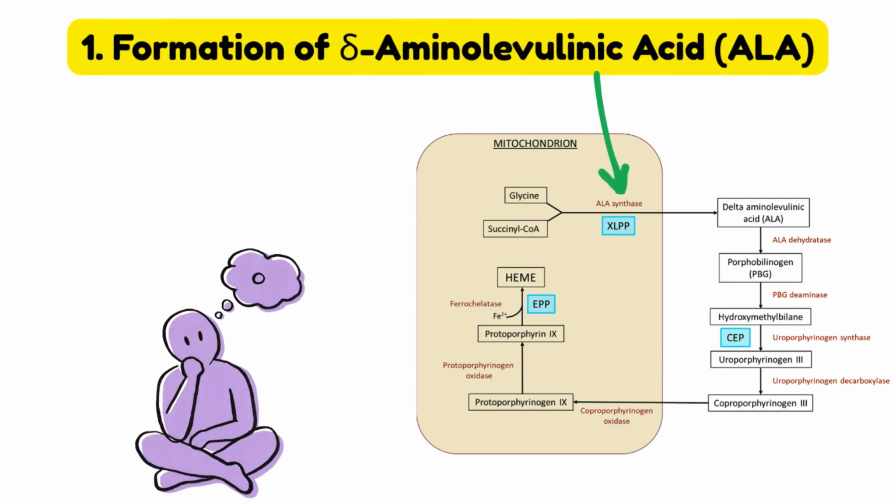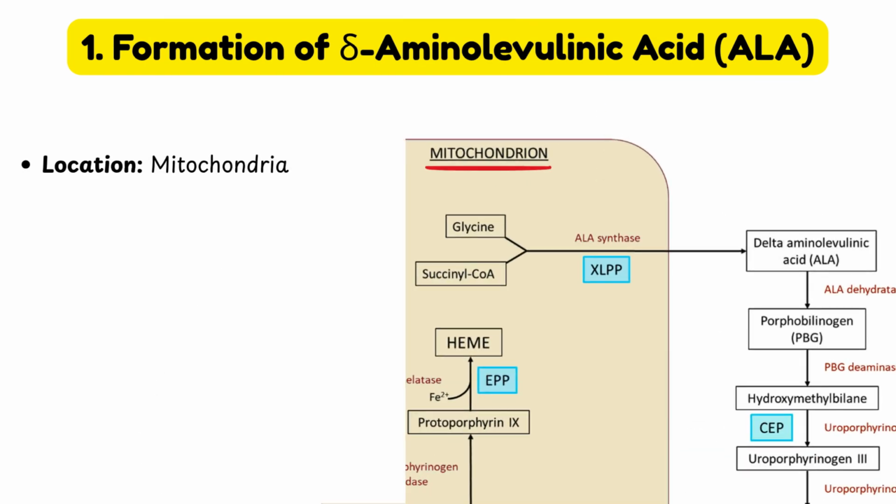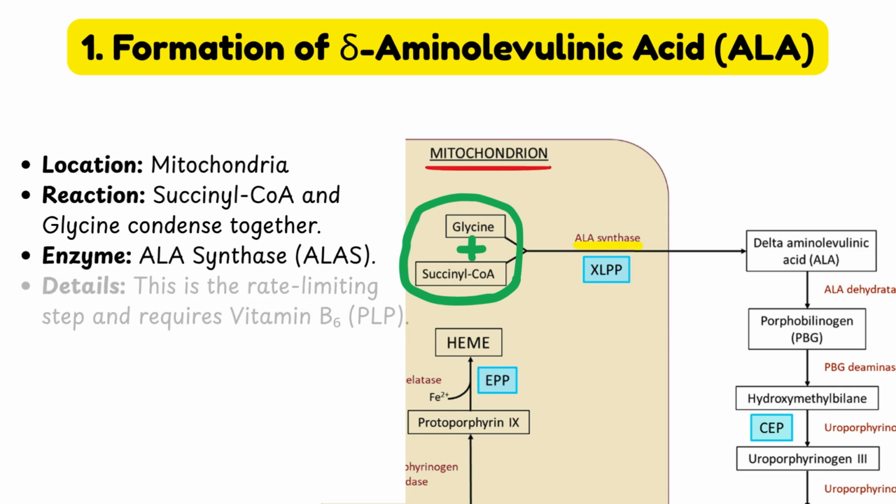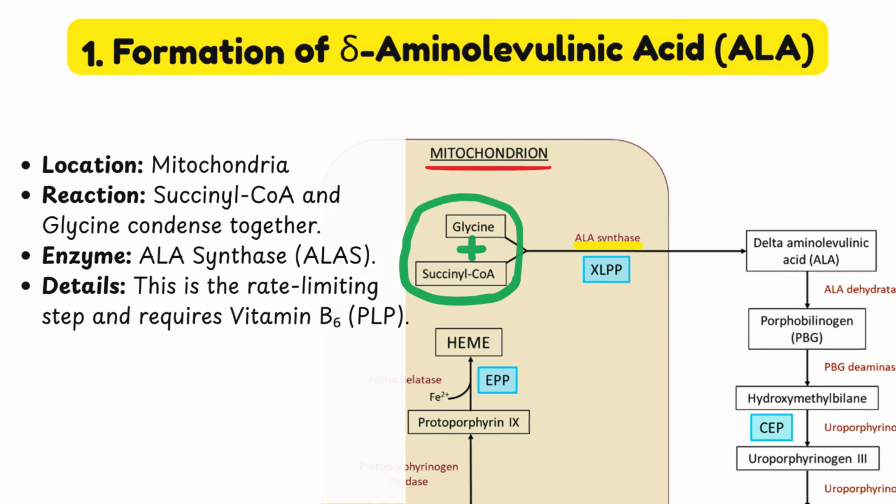Step 1. Formation of delta-aminolevulinic acid. Location of this step is mitochondria. In this reaction, Succinyl-CoA and glycine condense together by the enzyme aminolevulinic acid synthase. As already discussed, this is the rate-limiting step and requires vitamin B6.